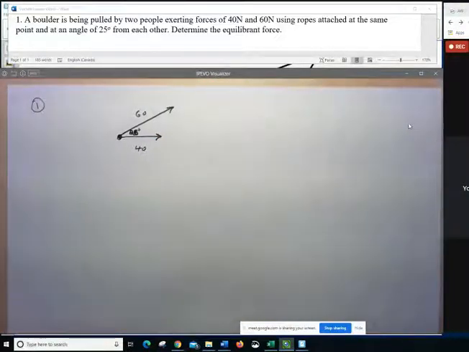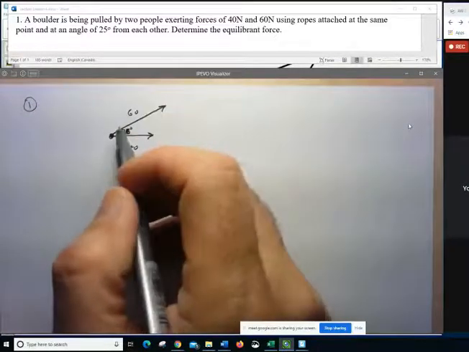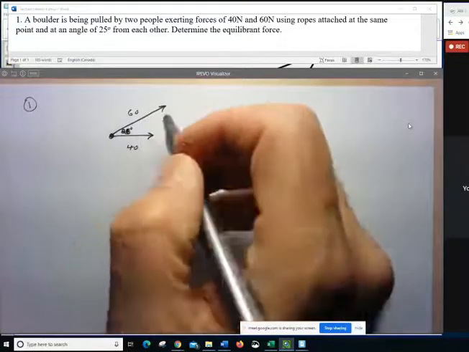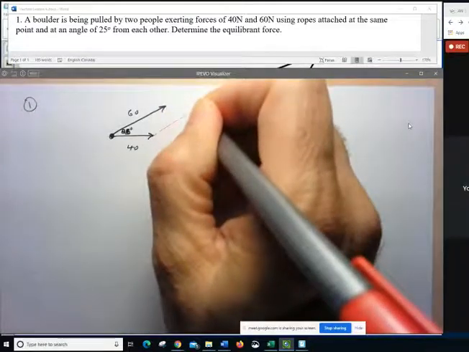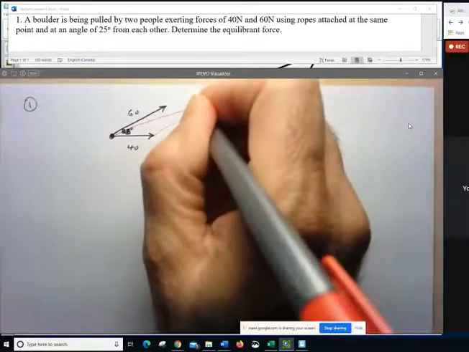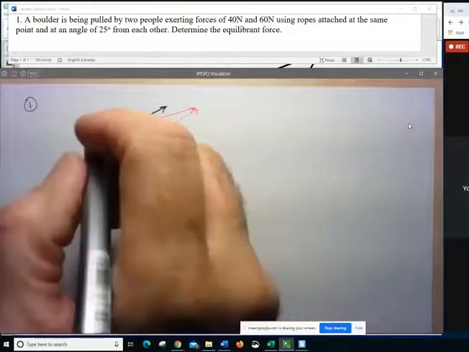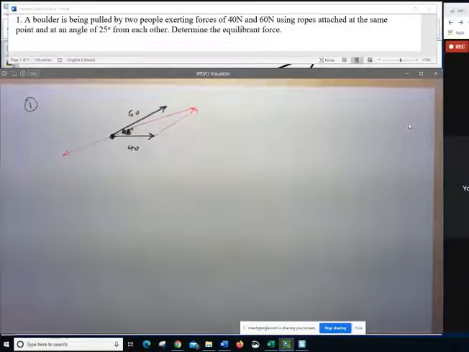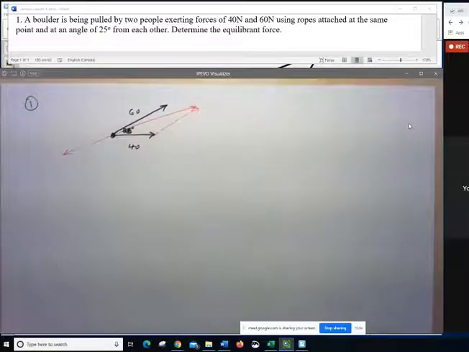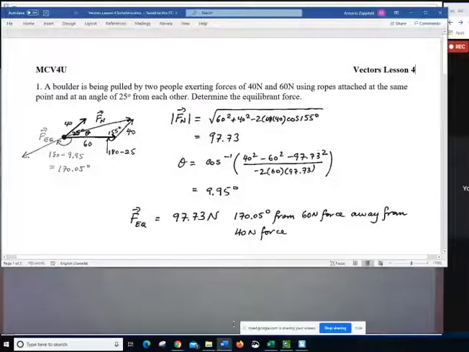The first thing I'm going to do is find the resultant force. How am I going to do that? The easiest way to add this up is to take this force here and draw it tip to tail, and then I can draw my resultant force. But this is not going to be my answer. The answer is going to be the force that's equal and opposite to that one in the other direction. Let's take a look at the solution here. You see how I have my diagram started with my two forces.